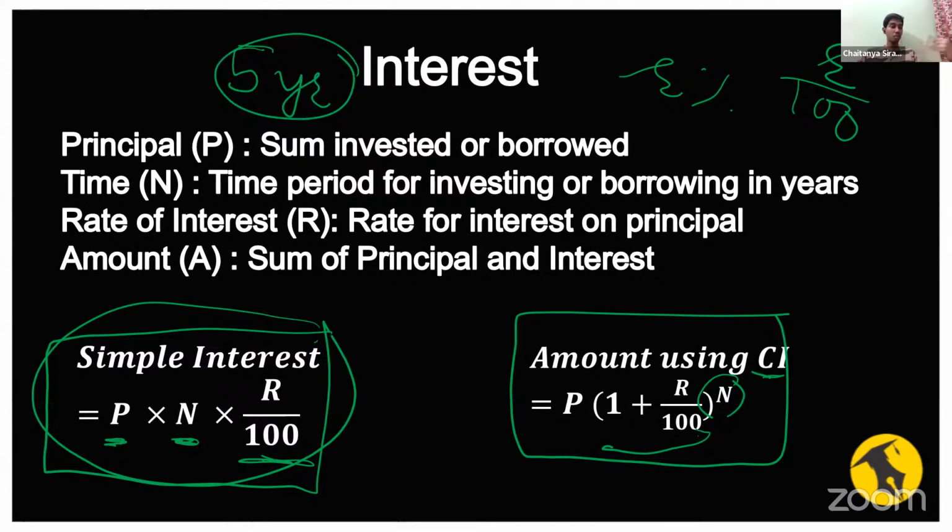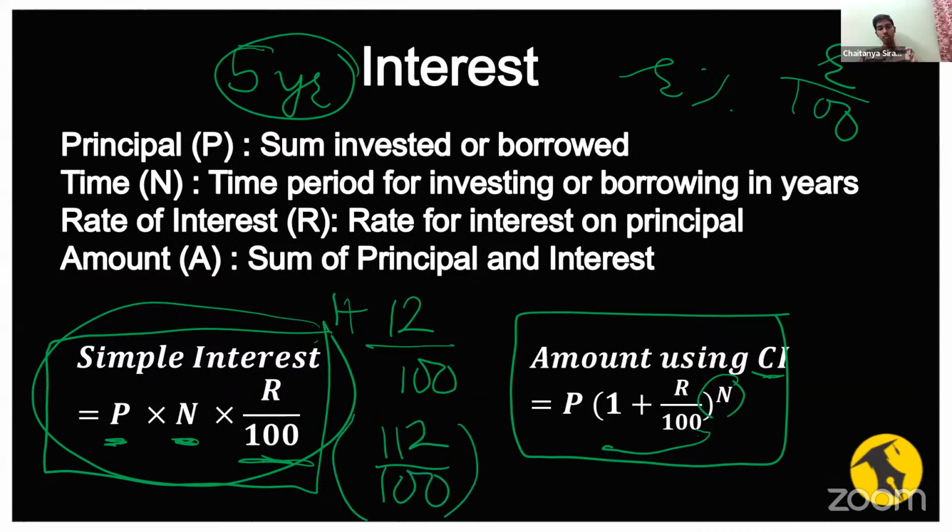Why? Because let's say the rate is something like 12%. So it would be 1 plus 12 upon 100, which is 112 upon 100, and now you have to do it for 5 years, so you take it to the power 5. Now I don't think they will be asking you for more than 3 years in compound interest. So usually for compound interest they are interested in 2 years or 3 years.